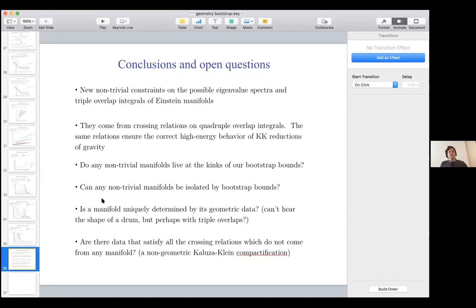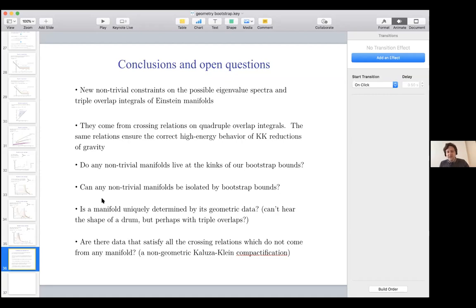So our main open questions are, we want to know if we look at these kinks that we have in the bootstrap bounds, are there actually manifolds that live there? Can you isolate those manifolds? So we weren't able to do anything that could actually isolate into an island anything.